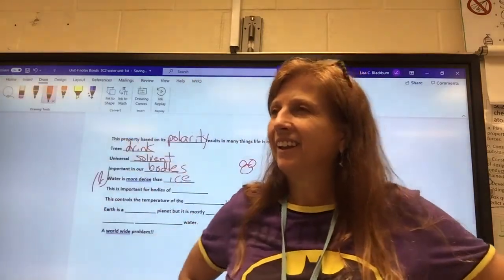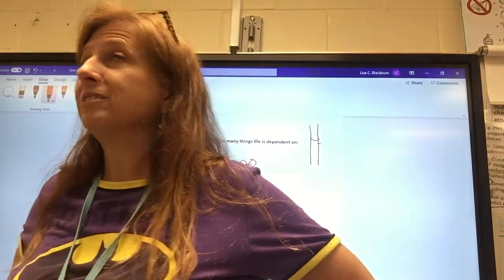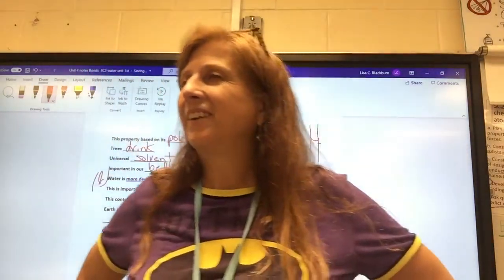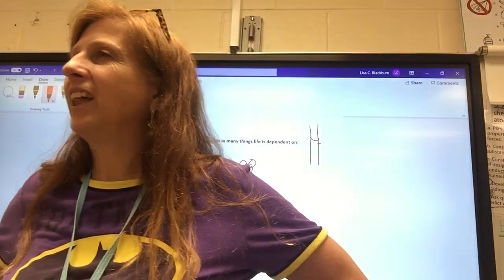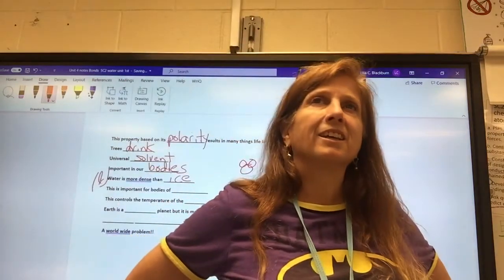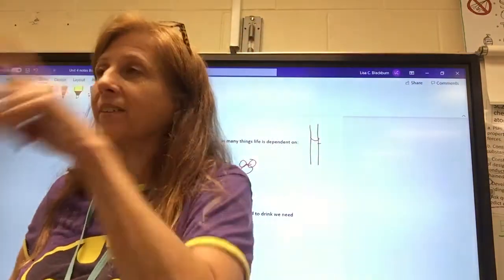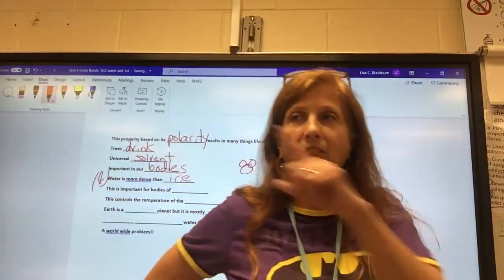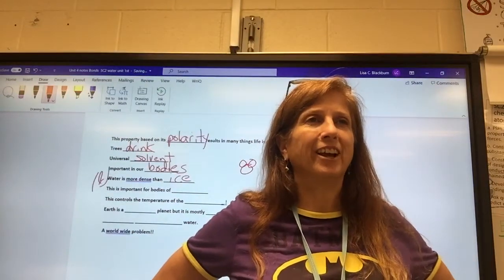Something about the glaciers. If they sunk, it would flood. Probably, but that's not the main thing. Good thought, though. What else? Can anybody figure it out?